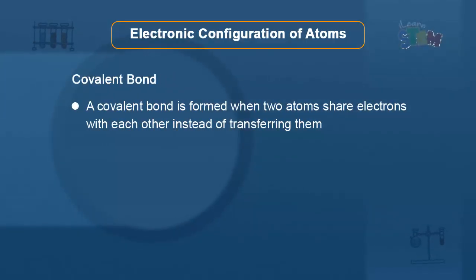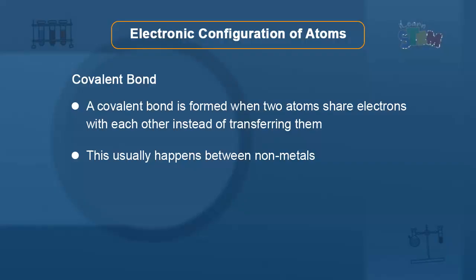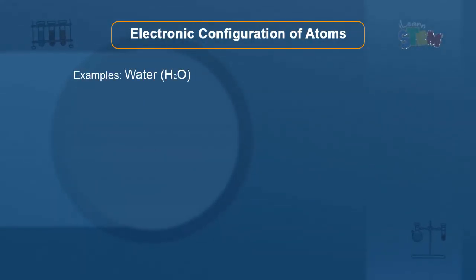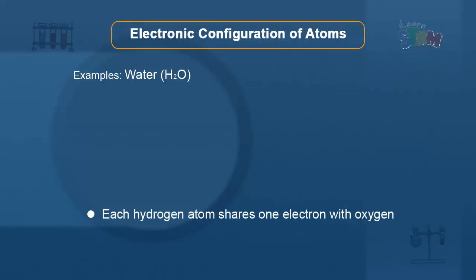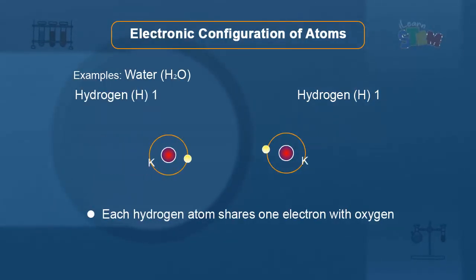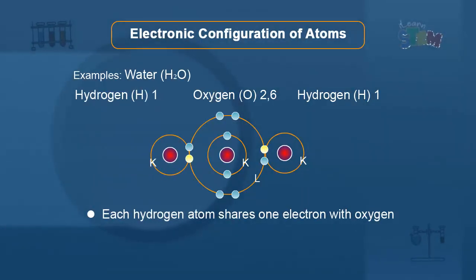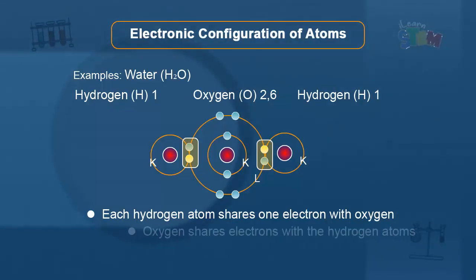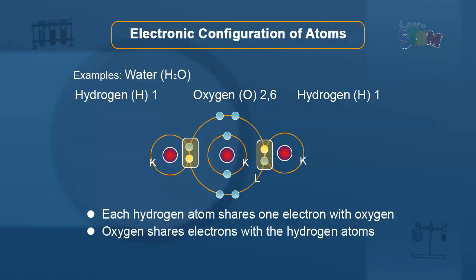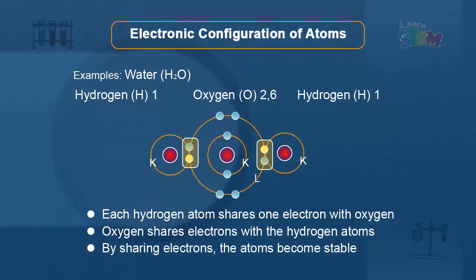A covalent bond is formed when atoms share electrons with one another. This type of bond usually occurs between non-metal elements. Example, water, H2O. In a water molecule, each hydrogen atom shares 1 electron with the oxygen atom. At the same time, oxygen shares its electrons with the hydrogen atoms. By sharing electrons in this way, all the atoms become stable, and a covalent bond is formed.